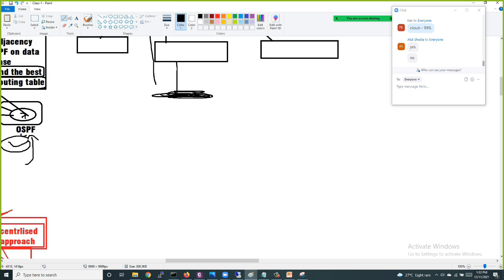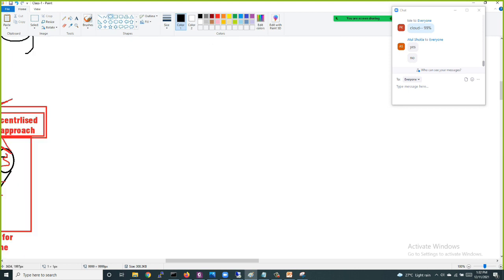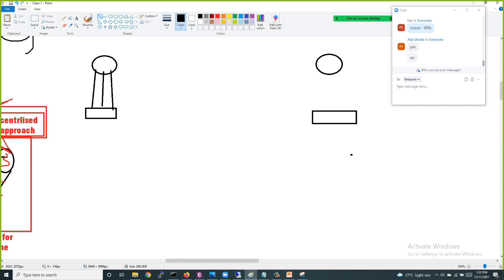I can give you an example like this also. Let's say you have these VHs. These are your switches. I'm not using multiple switches. I will use multiple links, right?